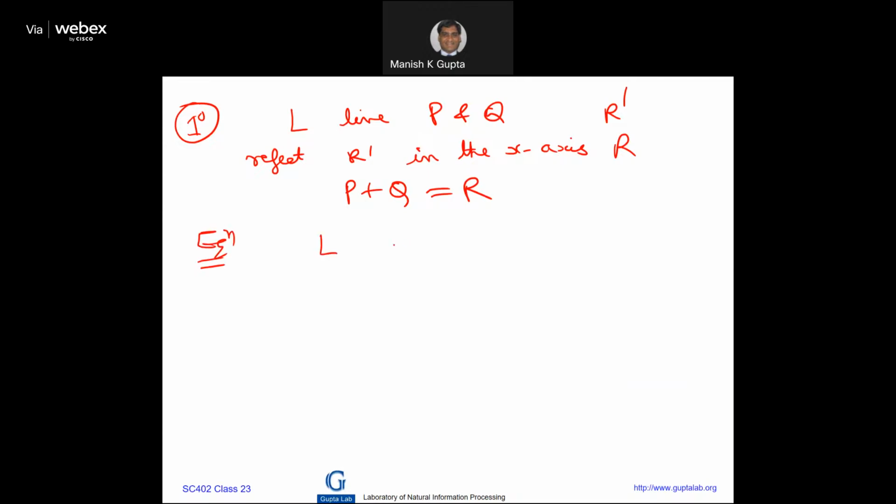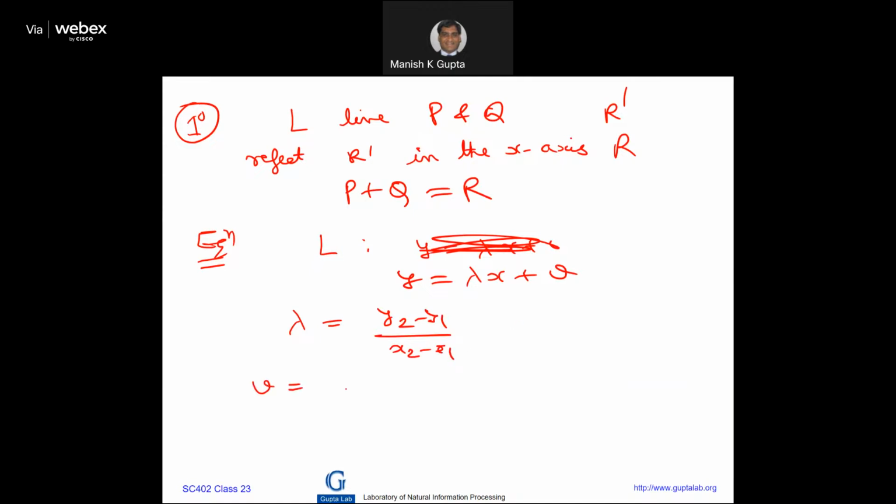So the equation of the line L is y is equal to lambda x plus v, where v is the intercept, right? The slope lambda is equal to y2 minus y1 divided by x2 minus x1. And we know that v is equal to y1 minus lambda times x1, which is equal to y2 minus lambda times x2. Do you agree with this? This is a simple calculation, high school mathematics, right? You can find these things.